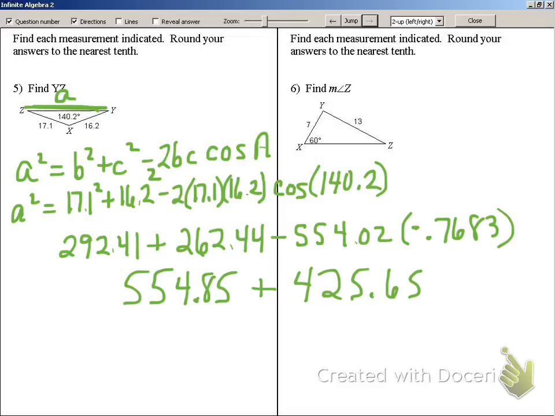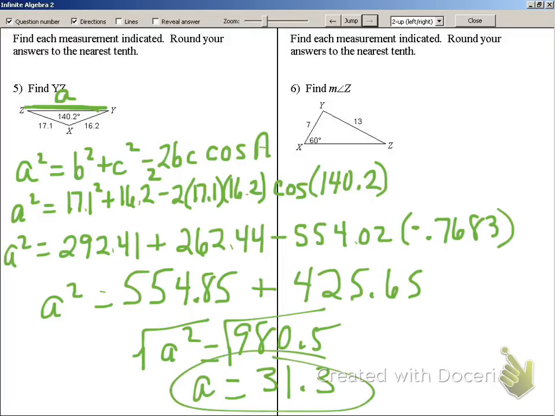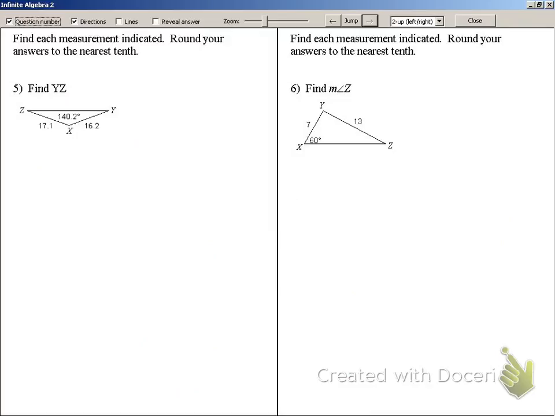So combine my like terms. 554.85 plus 425.65 equals 980.5. And A squared is equal to all of this. So in order to solve for A, I have to take the square root of both sides, which is approximately A equals 31.3. That would be my solution for number 5.